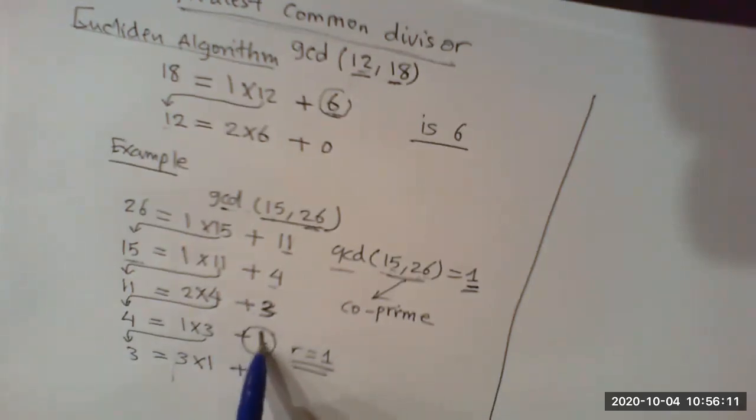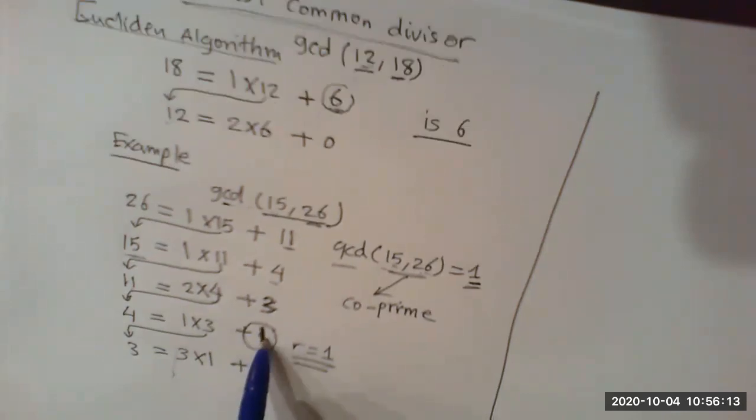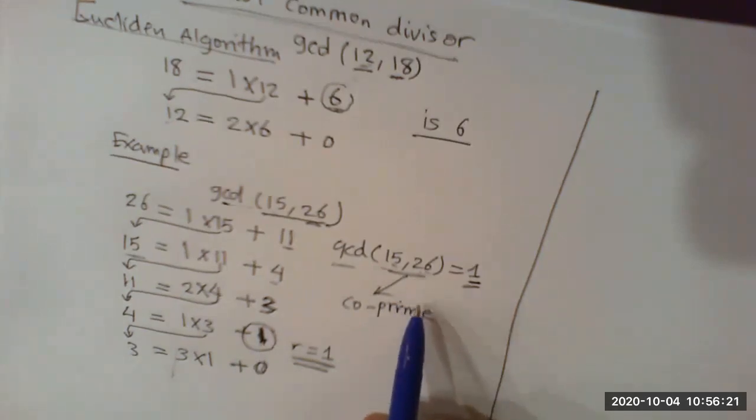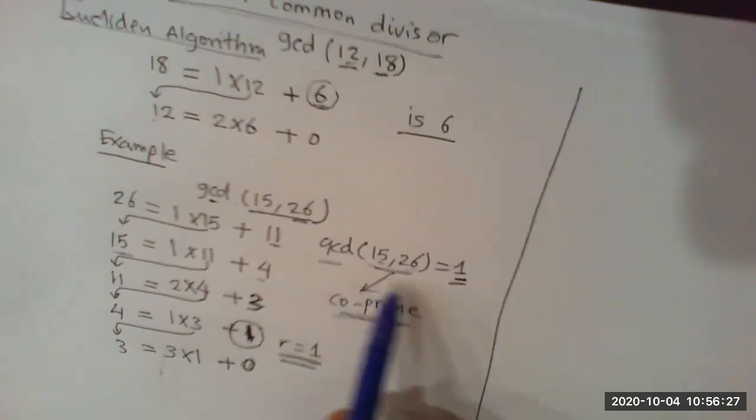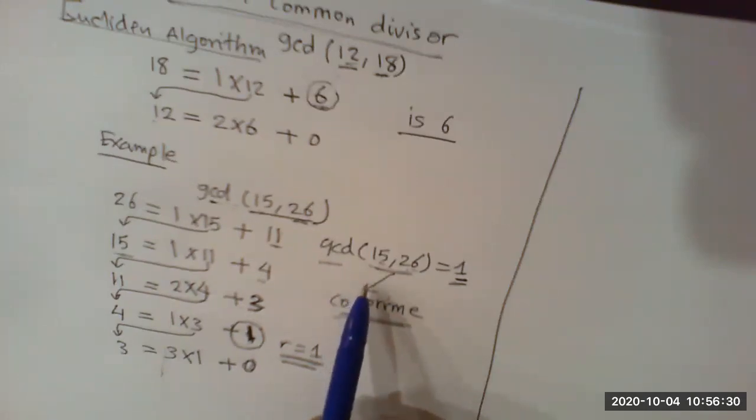Thank you. So I have here 1. This is the last remainder other than 0. This is the greatest common divisor. If the greatest common divisor is 1, this means they are co-prime. Co-prime means no one of them divides the other.